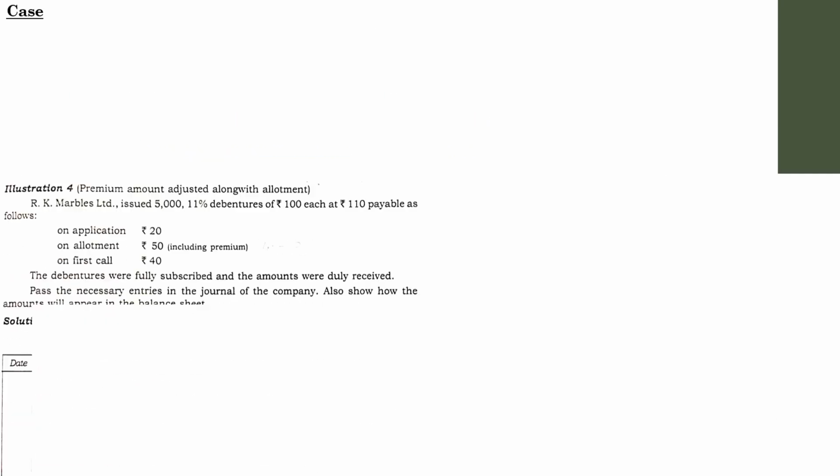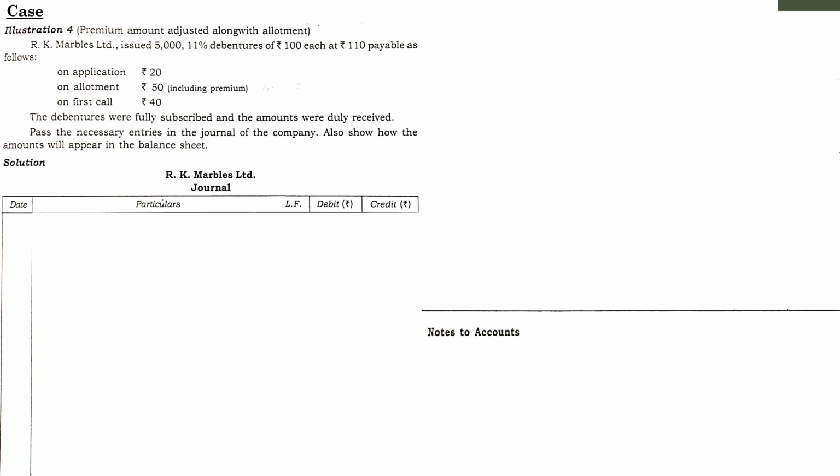So let us discuss another case, when the premium amount is adjusted along with the allotment. Here RK Marbles Limited issued 5,000 11% debentures of rupees 100 each at 110 payable as follows. Application 20, allotment including premium 50 and first call 40. If you add together you will get 110. See, debentures of 100 are issued at 110. So it is a simple case. Debentures were fully subscribed and the amount was duly received. Pass necessary entries in the journal of the company. Also show how the amount will appear in the balance sheet.